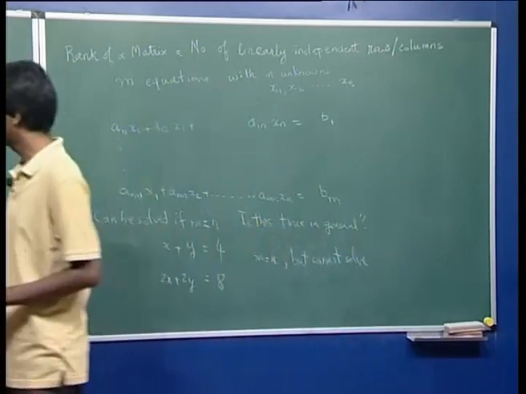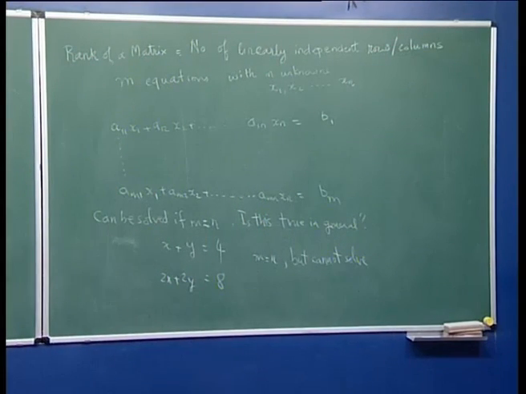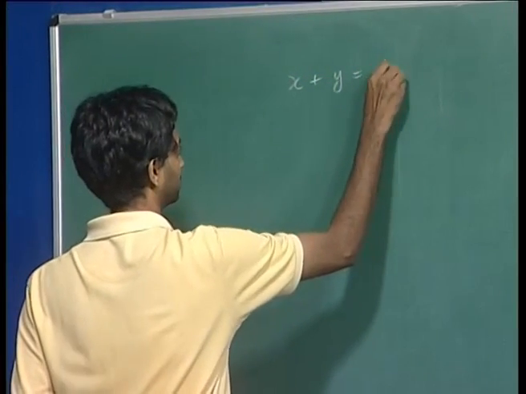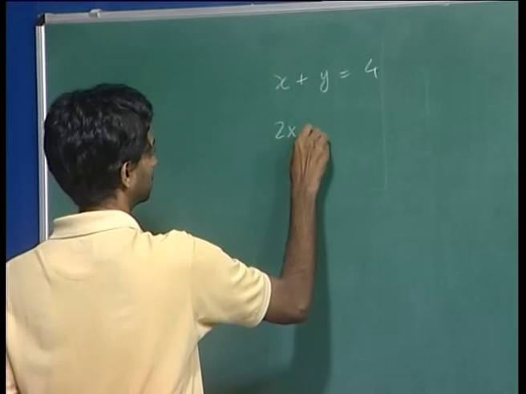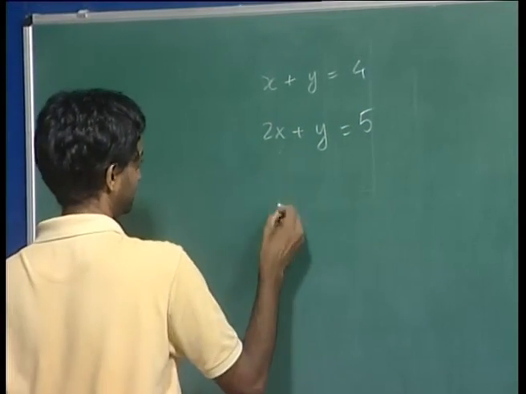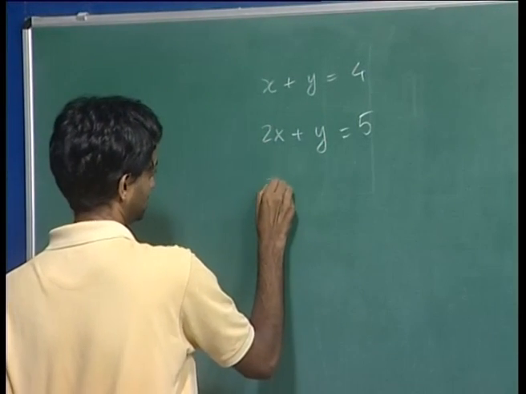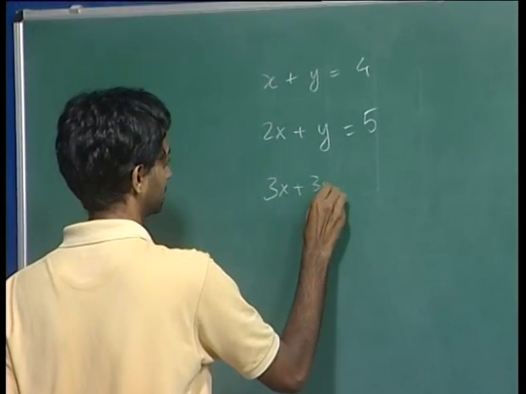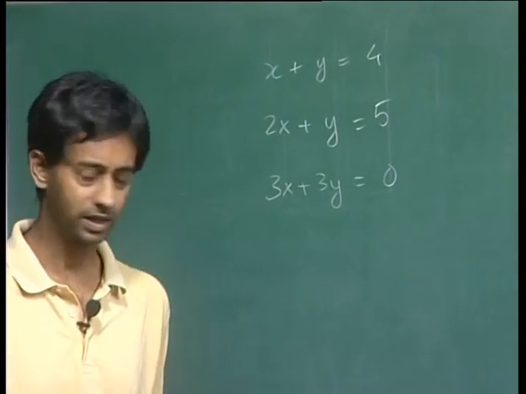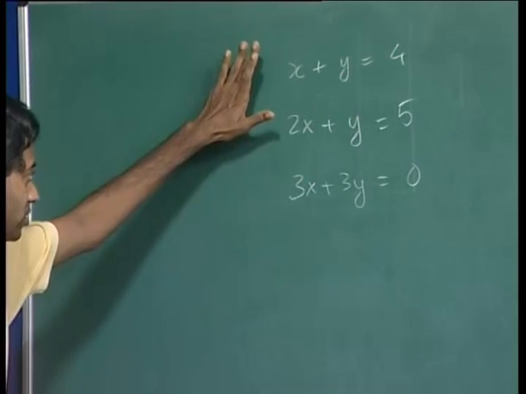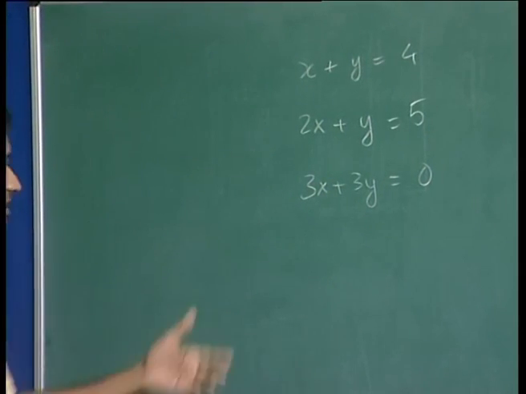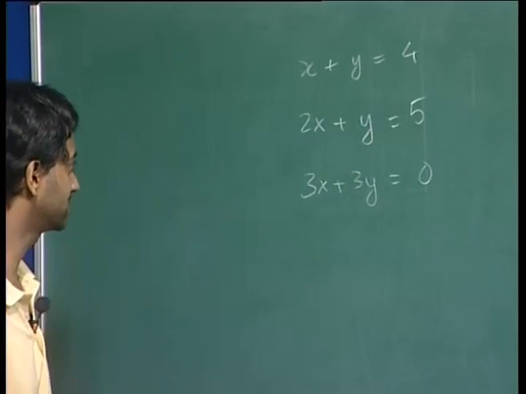Okay. So next let us consider another system of equations. Let us say x plus y equal to 4, 2x plus y equal to 5, and we have a third equation. Okay. So we have these. So now we have 3 equations and you have only 2 unknowns. Okay. So in general you would say that this is an overdetermined problem.